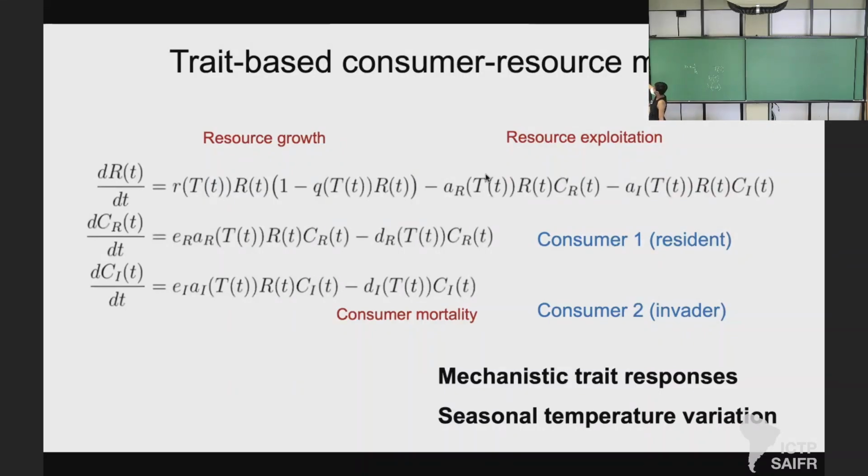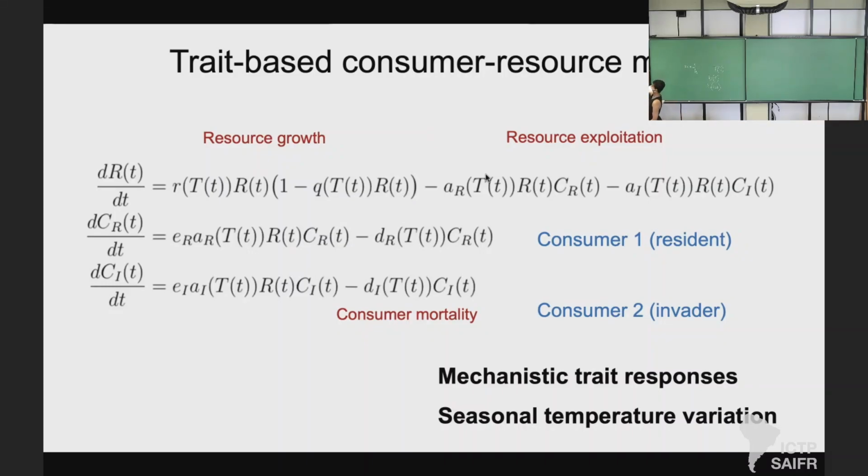Resource, consumer. Consumer 1 is the resident, so by definition here I'm going to say consumer 1 is the resident species. Consumer 2 is the one coming in and increasing in small numbers. The novel feature of this model is that it has mechanistic trait responses. There are mechanistic descriptions for all of those trait responses, A of T, D of T, right?